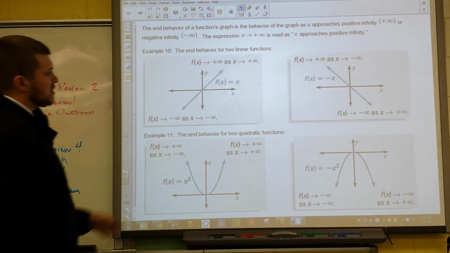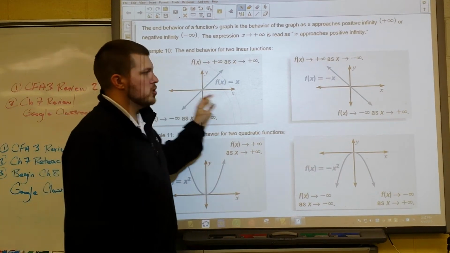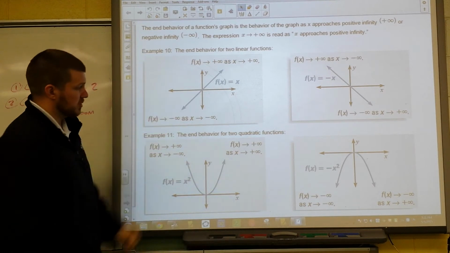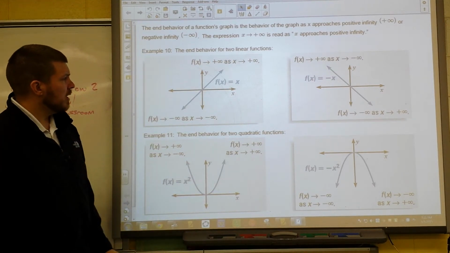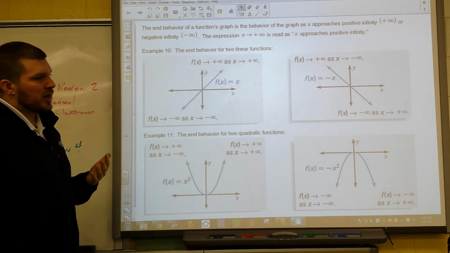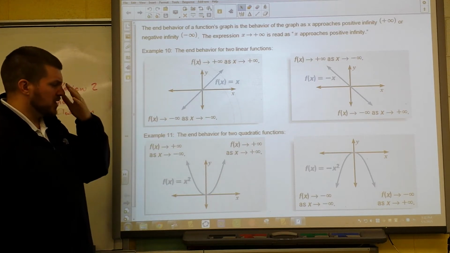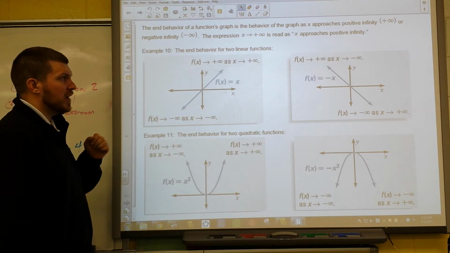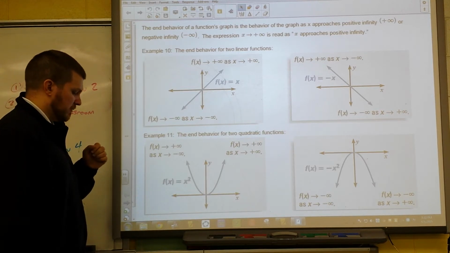So in example 10, we're talking about the end behavior of two linear functions. Let's talk about the function on the left. Before we get started though, just remember that f of x is your y values. So we're looking at what the graph does with the y values as we're going to the right of the graph and as we're going to the left of the graph.